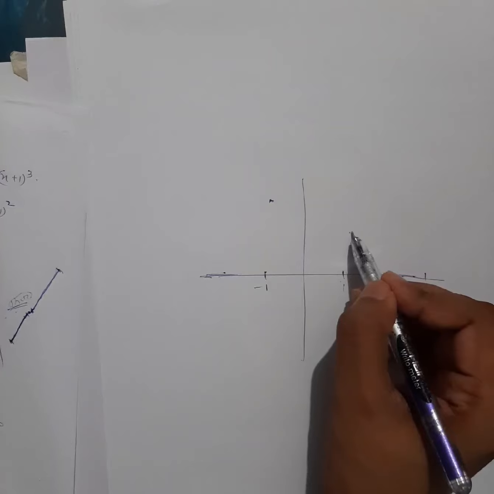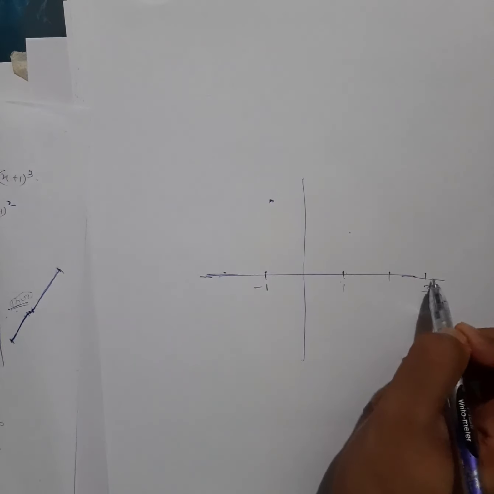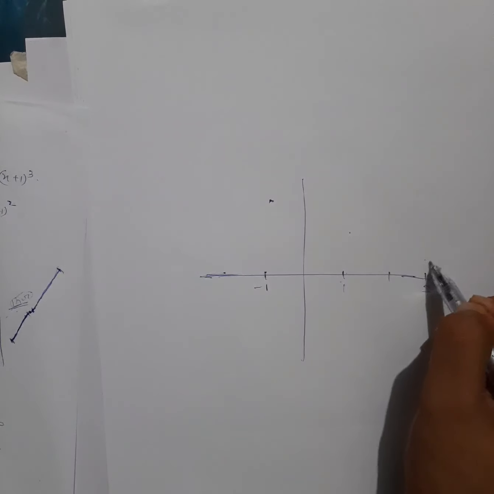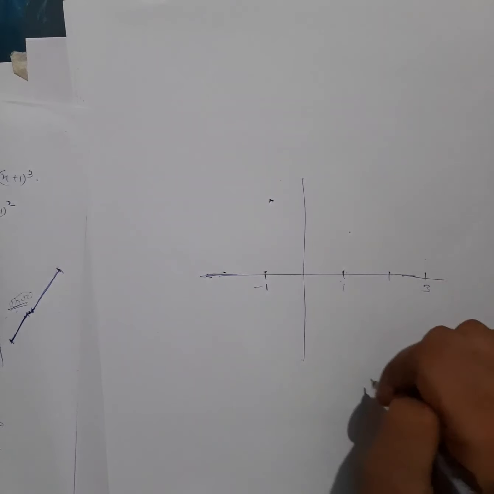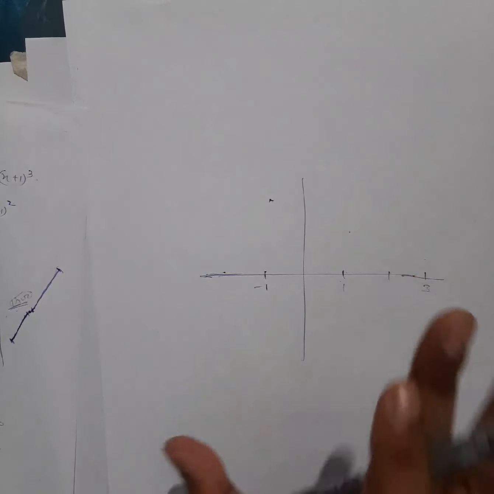Then again the graph will change. So it might be increasing or decreasing till 3. Again at 3 it will change, okay? So at 3 again the graph will change. So I will show you that one in the graph also, okay?